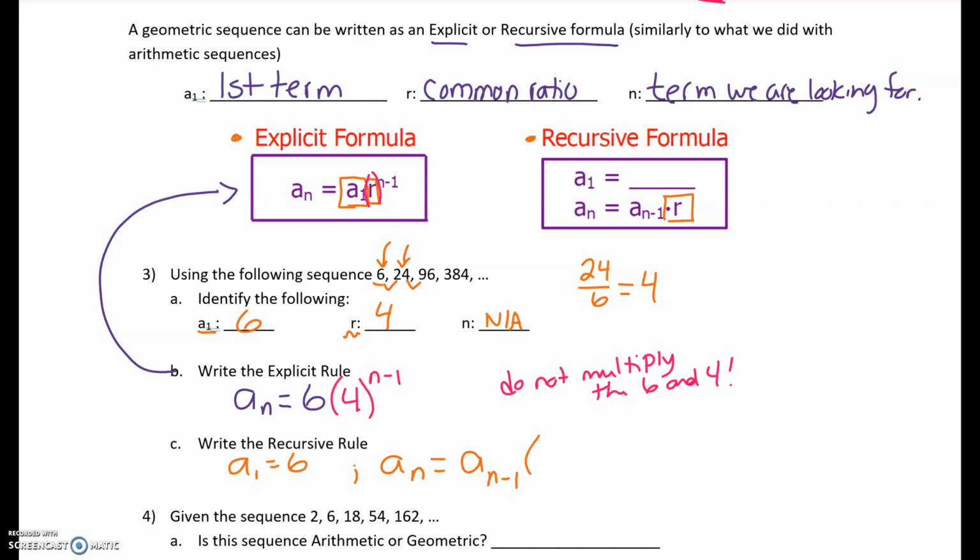Okay, and then my R, again, I always go ahead and put that in a set of parentheses so I know that that's being multiplied. Okay, you don't have to. You can use the little multiplication dot if you'd like to.